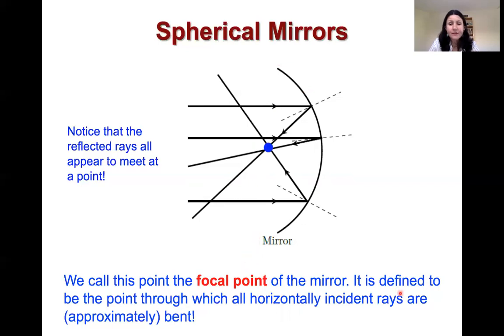So again, it's defined here to be the point through which all horizontal incident rays are approximately reflected. If you have a perfectly spherical shape, then it will be exactly reflected to that focal point. And that point is going to be important to us when we try to figure out what type of images this type of mirror will make.